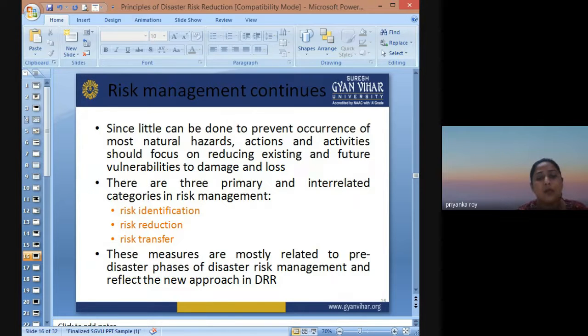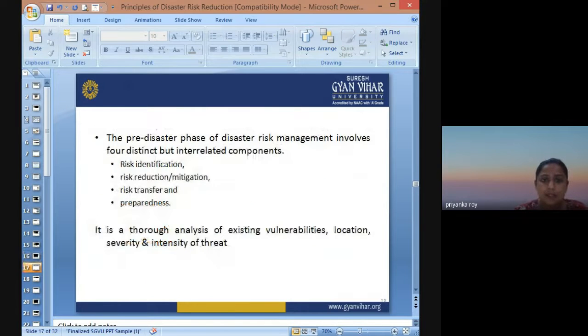These measures are mostly related to pre-disaster phases of disaster risk management and reflect a few approaches in disaster risk reduction activities. The pre-disaster phase involves four distinct but interrelated components, that is risk identification, risk reduction, mitigation, risk transfer and preparedness. It is an analysis of existing vulnerability, location, severity, and intensity of the threats.